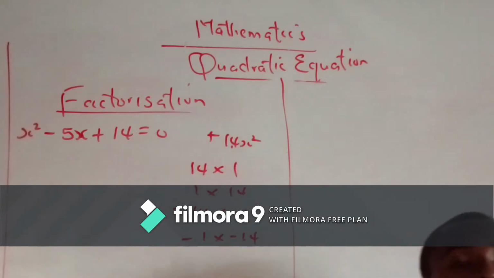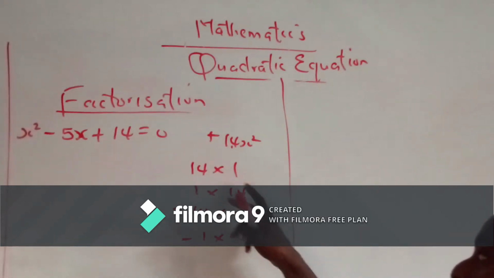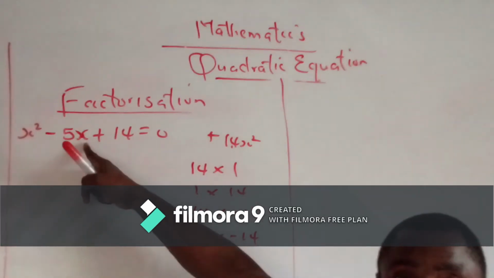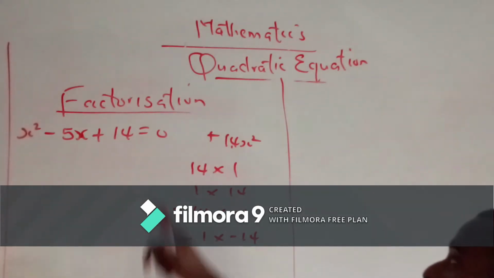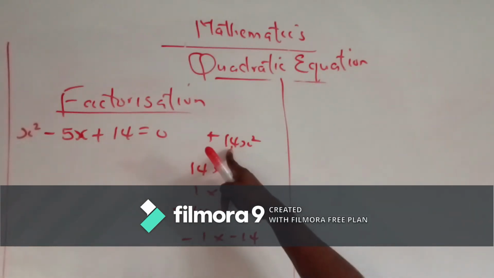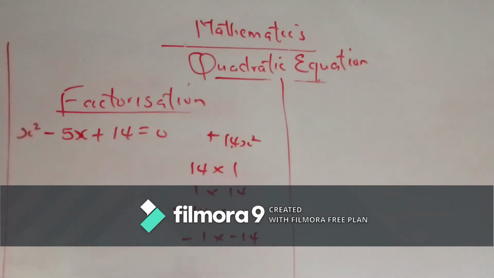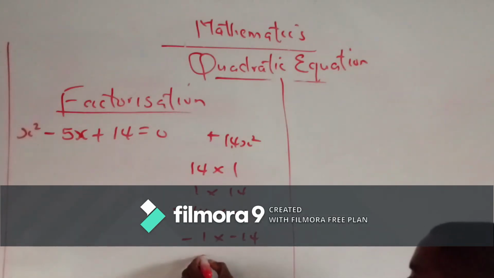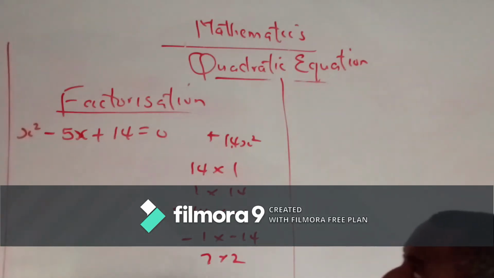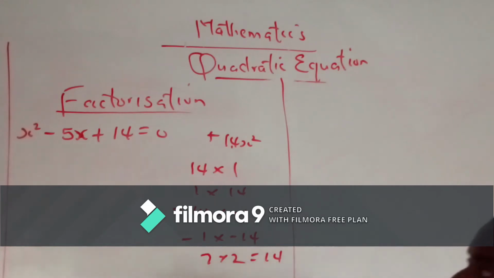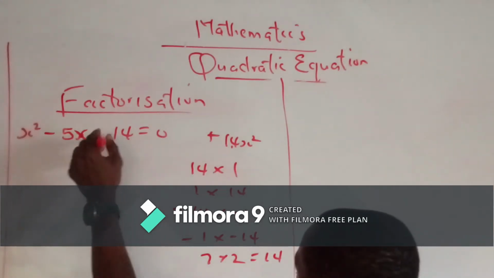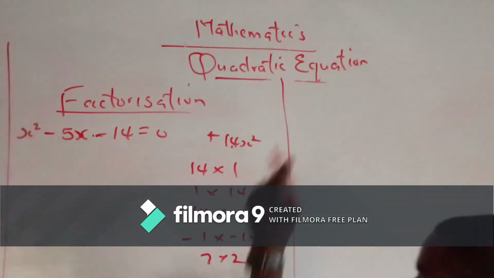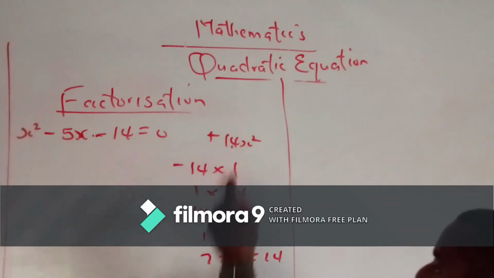But another thing to consider is, if you have these two values, will they give you the middle value? So the factors that will be picked will be those that give us the middle value. If you look at this, 7 times 2 will give us 14. Sorry, this is a minus sign, okay? That's a minus sign.